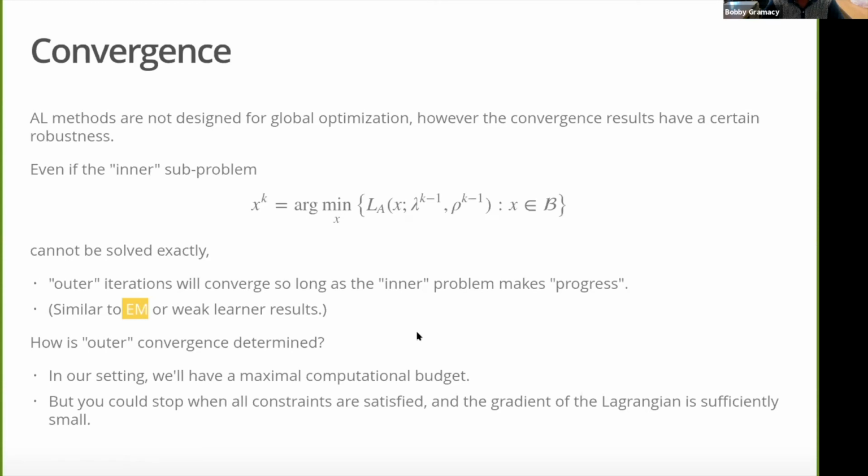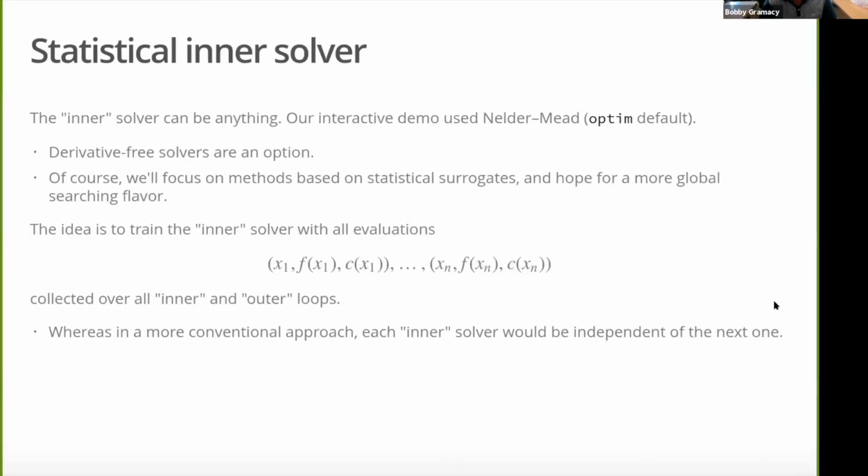So that means you have some flexibility about how you solve that subproblem and about how you maybe use a model like a Gaussian process to help with that decision. That's what I want to turn to now. I want to develop a statistical inner solver. In my demo, the inner solver was Optim using the Nelder-Mead method, a popular optimization method that doesn't use derivatives. But I want to fit a Gaussian process, and use expected improvement or something like that instead.